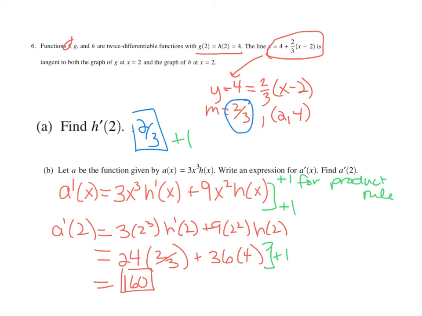By the way, if you got to this step right here, you still need to plug in values for h of 2 and h prime of 2. As long as you do that, though, if you get to the step below, you can get full credit, even if you don't simplify.